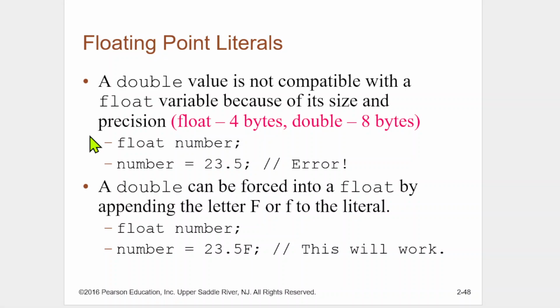So remember, double values are much bigger. A double is 8 bytes versus a float's 4 bytes, so they don't always work together compatibly. You can get an error trying to force a bigger number in there. But you can force it into a float by appending the letter F, either capital or lowercase f, to the literal, and then it'll work.